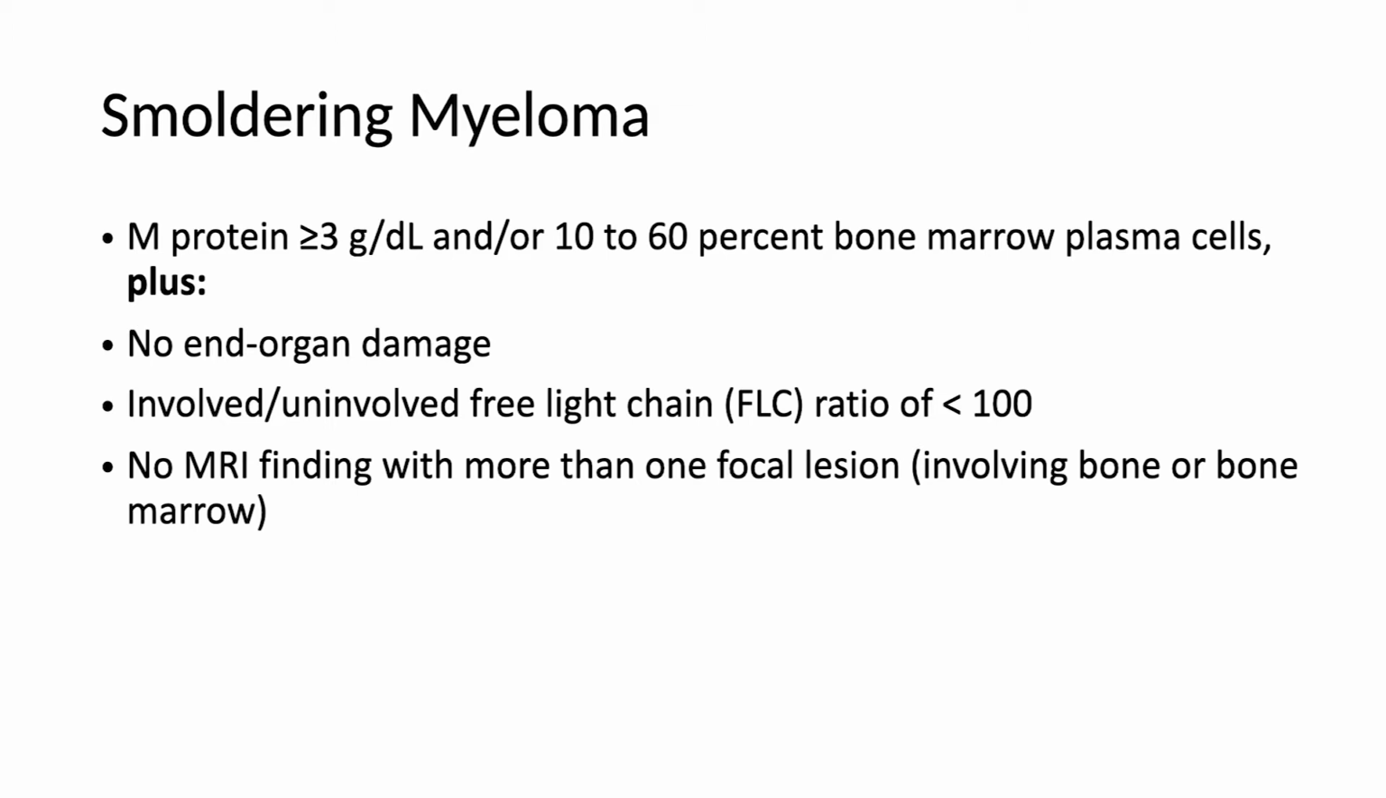What is a smoldering myeloma? Smoldering myeloma is when you have a large M protein, which is usually more than 3 grams, or 10 to 60% of bone marrow infiltration of plasma cells, plus there should not be any end organ damage in smoldering myeloma. And the light chain ratio should be less than 100, and there should not be MRI or other imaging finding of more than one focal bone lesion.